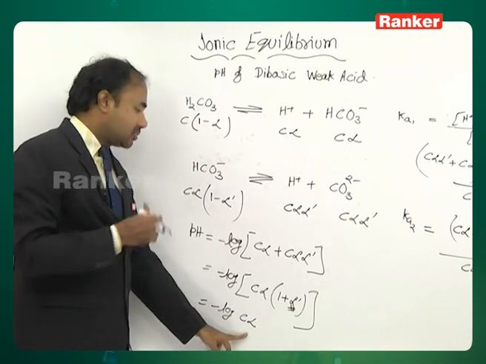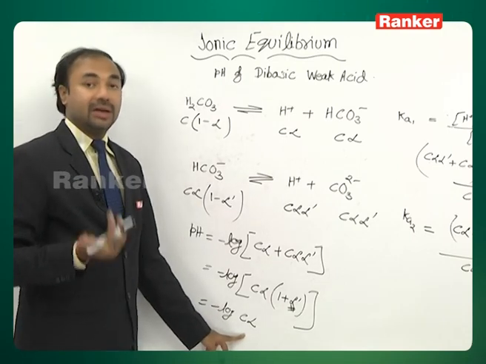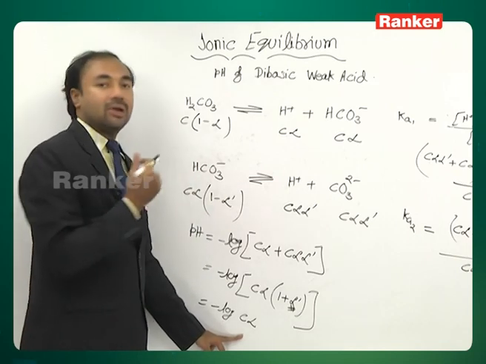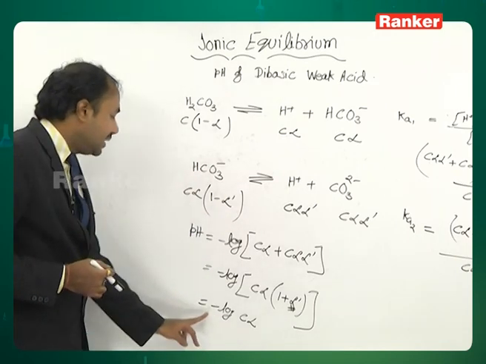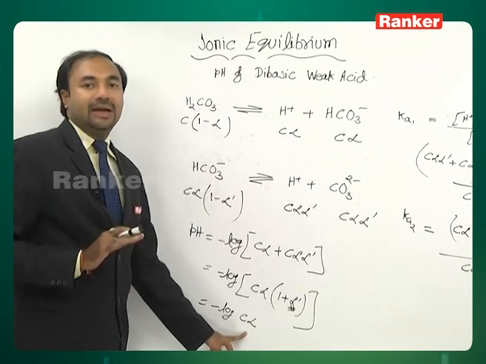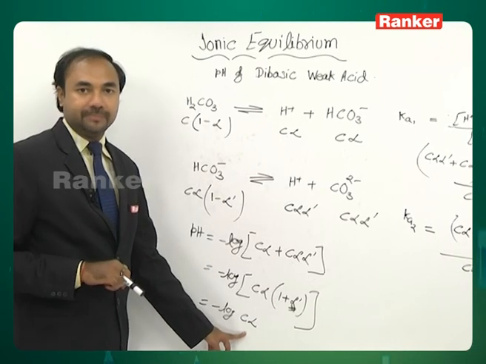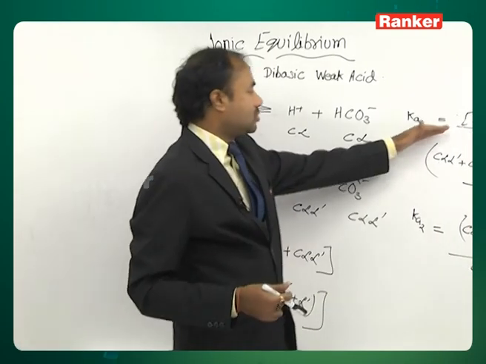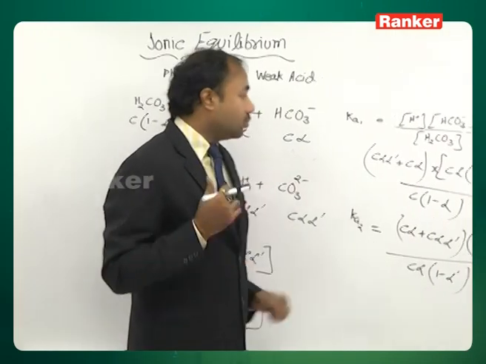Right? So, there is actually no need to calculate alpha dash, but unless you calculate alpha dash, it becomes difficult to calculate alpha. Now, we get minus log of C alpha. Simply this value will give you the pH of this solution. We take some approximations here also to simplify. How? See that part.